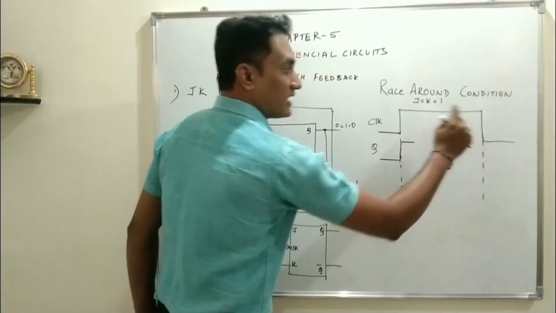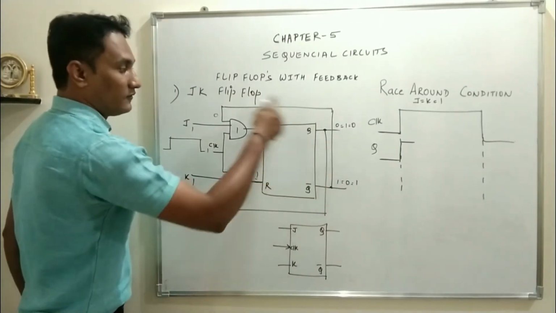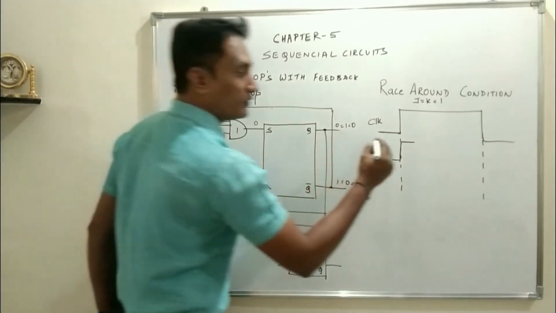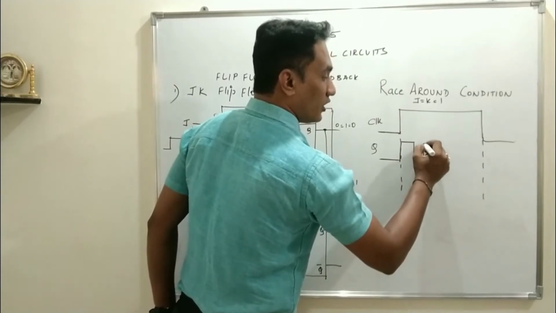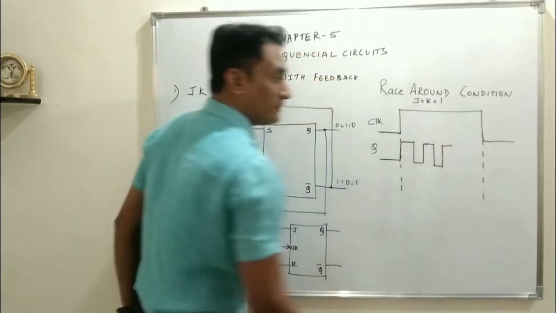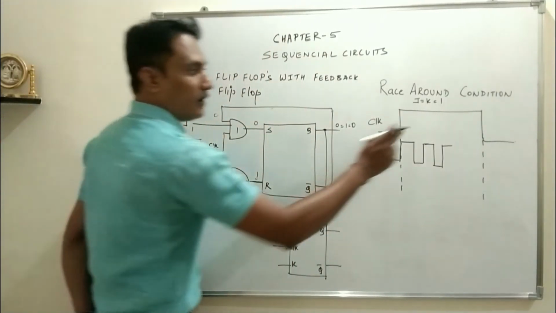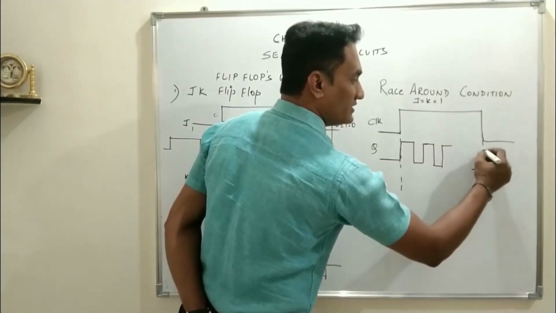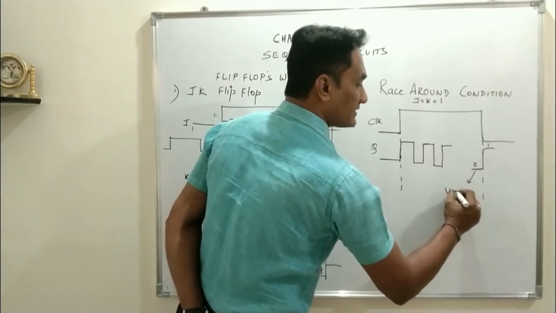But if clock remains high for a longer duration of time, any change in output will be fed back to the input changes, and therefore the output changes, so output will again toggle to 0. Again the output will toggle to 1, and this toggling will continue until... कब तक चलेगा ये toggling? Until the clock becomes 0, and when the clock becomes 0, the output Q may be 0 or 1, but that is uncertain.